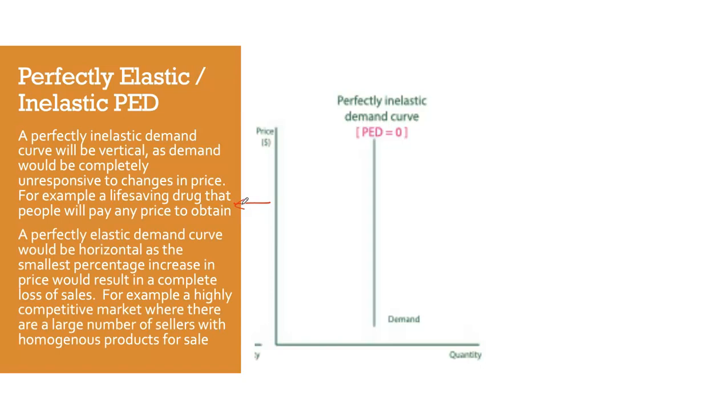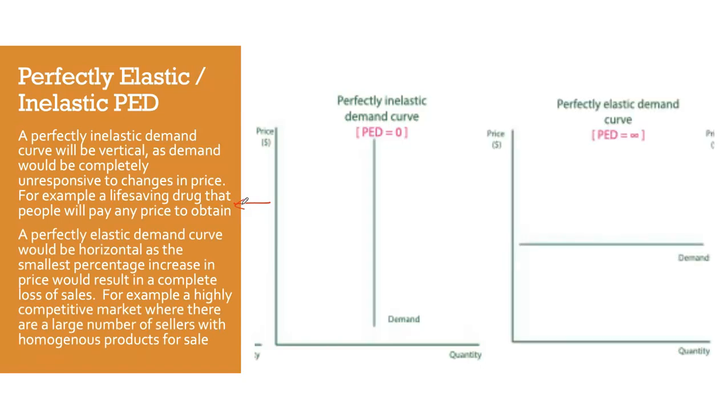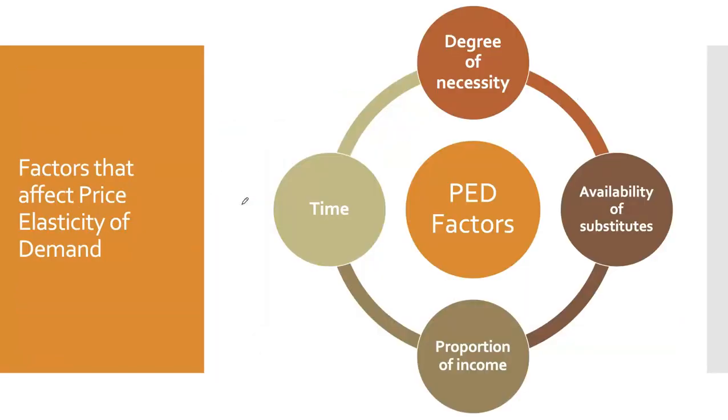A perfectly elastic demand curve would be horizontal, as the smallest change in price would result in a complete loss of sales. So a small percentage increase in price would result in a complete loss of sales. For example, a highly competitive market. These are very uncommon to occur in the real world.